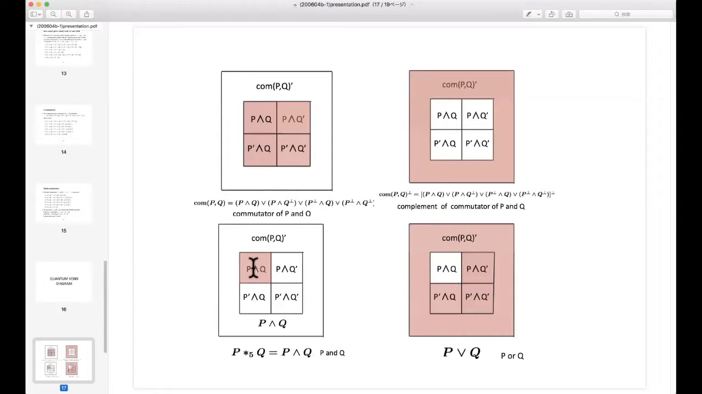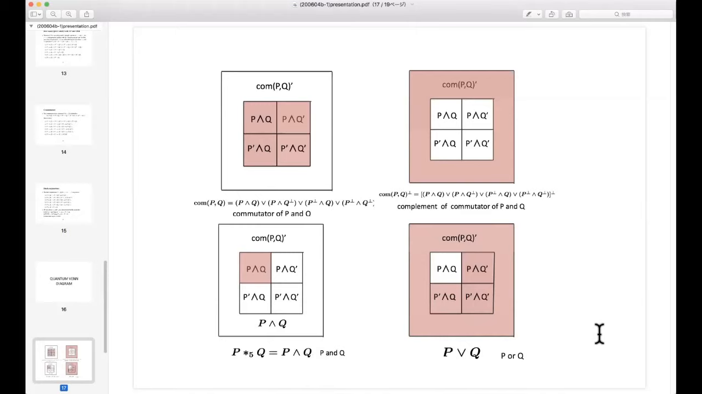This is just the same form as the classical Venn diagram, in just this part. However, this is classical P or Q, but quantum P or Q includes the orthogonal complement of the commutator. So quantum P or Q is this form, and quantum P and Q is this form. The duality between them reflects how the negation of the commutator is included or excluded in this way.